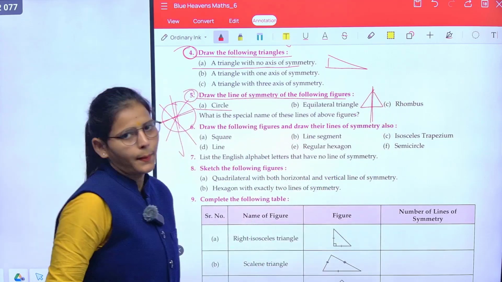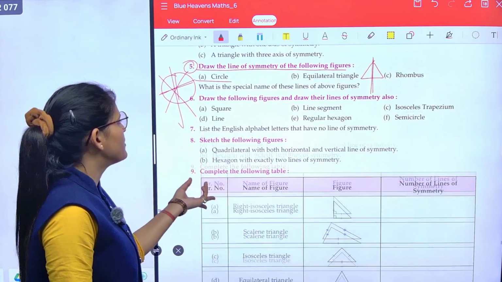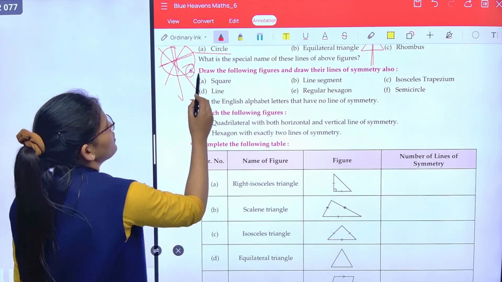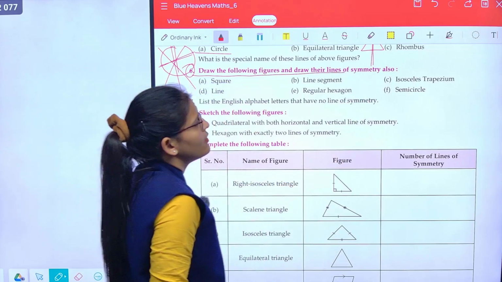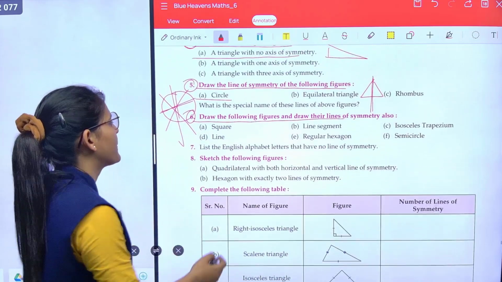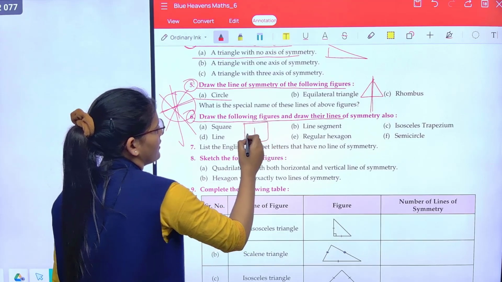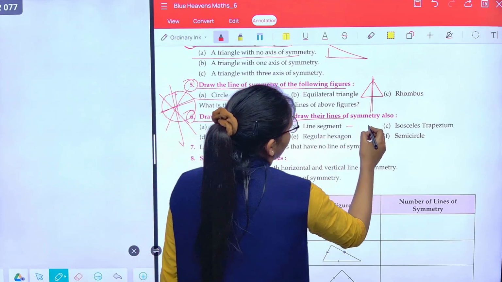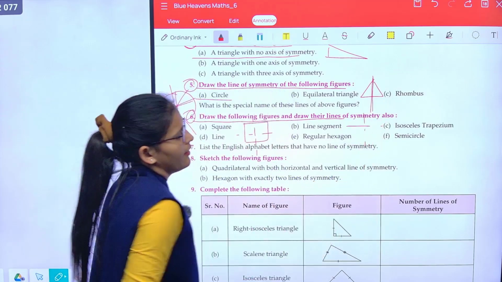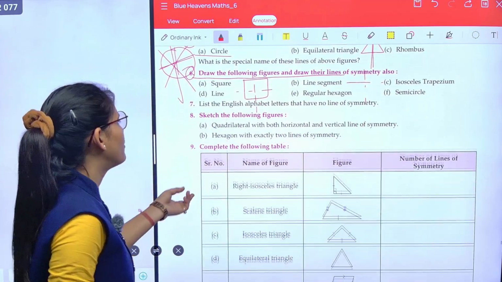Like this. Okay, rest of the part do yourself. Question number 6. Draw the following figures and draw their lines of symmetry also. Plus, square, you can draw like this. Line. Rest of the parts, do yourself. Come on, question number 7.